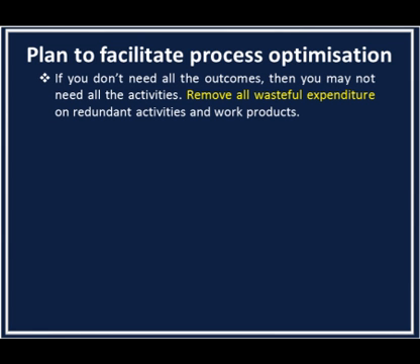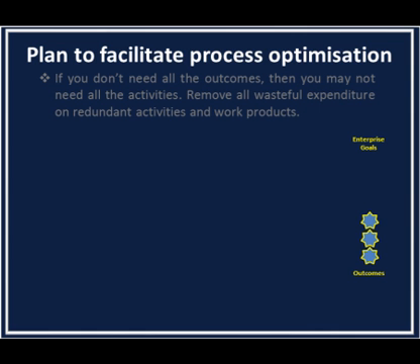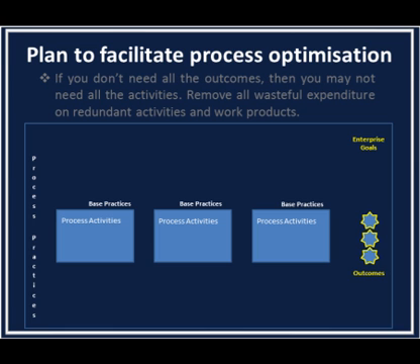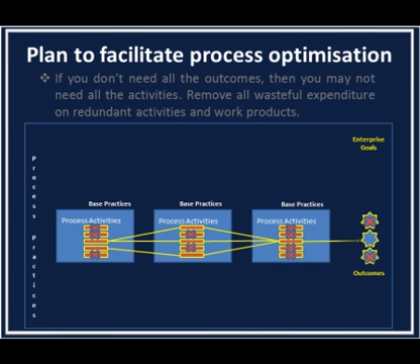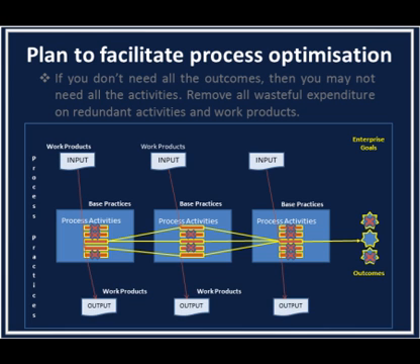If we don't need all the process outcomes, then you may not need all the activities. Remove all wasteful expenditure on redundant activities and work products. If not all of the outcomes are selected, then not all of the process activities are required. Identify the process instance that is necessary to achieve the selected outcome. Identify the related work products as input or output for the necessary process activities required to achieve the selected outcome.